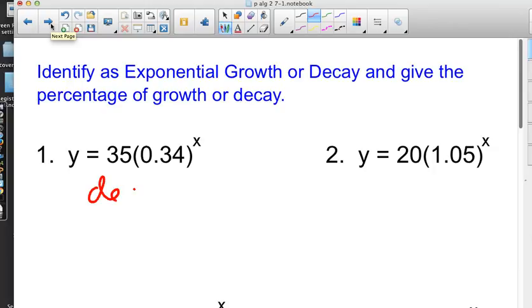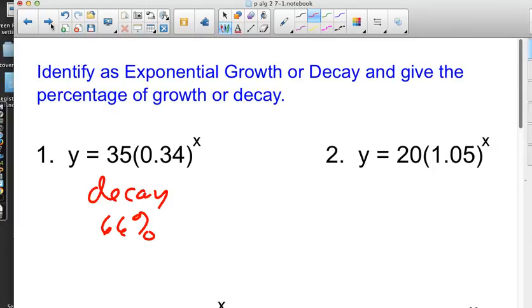Decay. Now, thinking in percentages is a lot like thinking in terms of money, where $1 is 100%. So if this is down to 34 cents, how much did it lose? 66%. I don't know how to subtract. That's a lot to subtract. Well, you can always use a calculator.